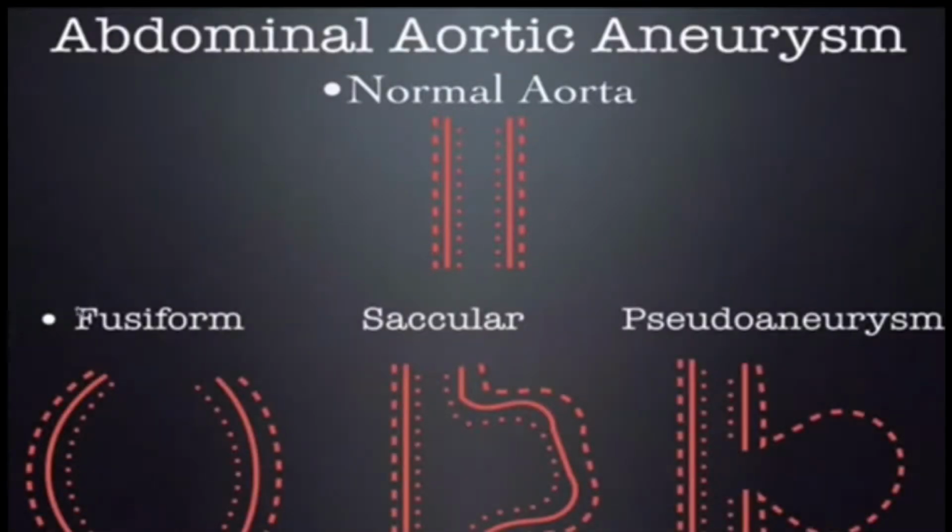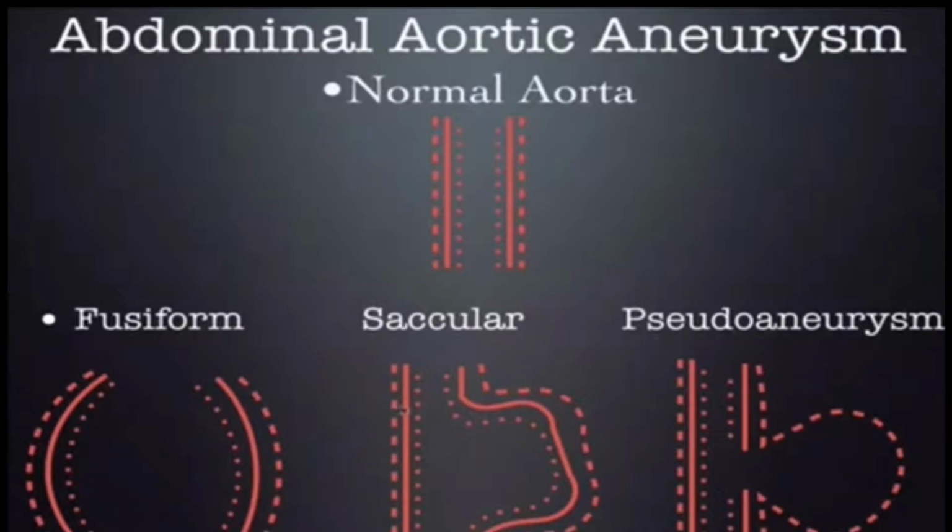Now, first off, let's discuss the most common type, which is a fusiform aortic aneurysm. The hallmark of the fusiform aortic aneurysm is that it involves all three layers and there is circumferential involvement. In other words, fusiform dilation of the affected segment of the aorta.